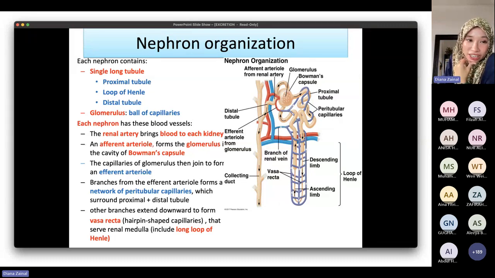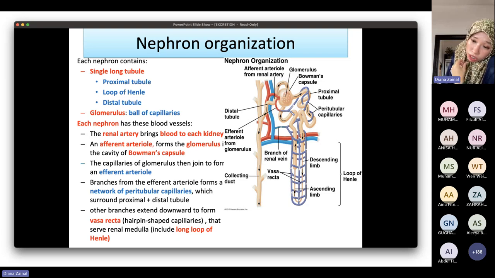Okay, the nephron organization. Each nephron contains a single long tubule. So this is the organization. We need to know where the proximal tubule, the loop of Henle, the distal tubule, and the glomerulus are. Each nephron has these blood vessels.